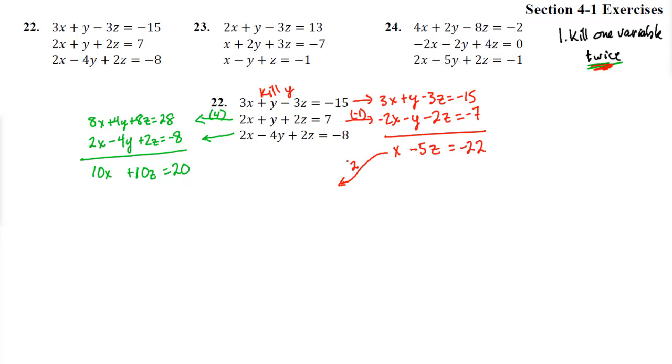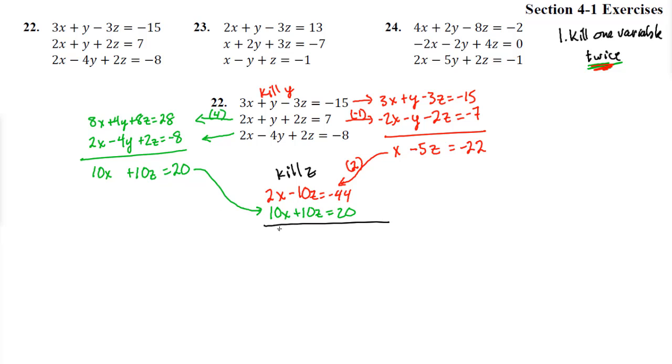So let's times this guy right here by a 2, and it now is 2x minus 10z equals negative 44. And this other guy, we're just going to bring him in straight like this. 10x plus 10z equals 20. Okay. Notice what we did. We should write down what we're doing here, though. For this second thing, we're killing z. So again, we killed one variable twice. Now we're killing off z. And let's see what he does here.